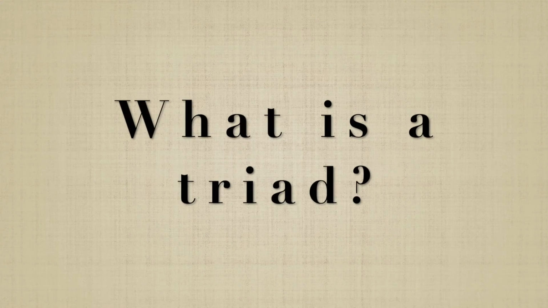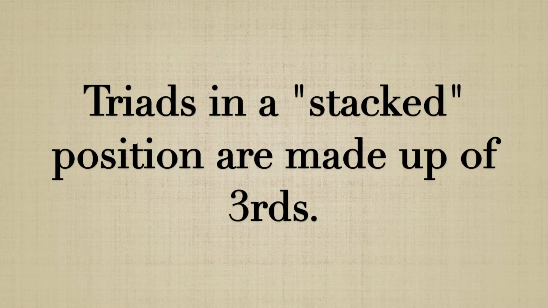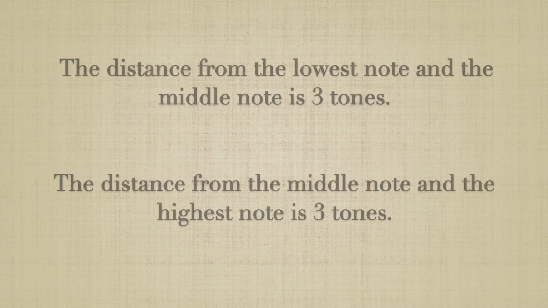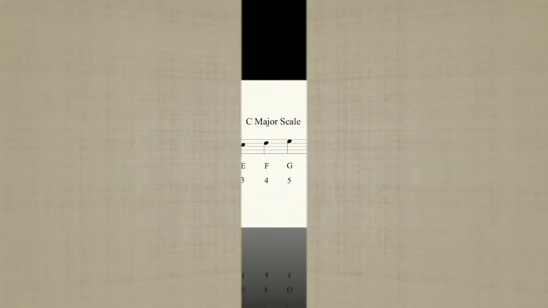So what is a triad? A triad is a group of 3 notes that form a chord. When triads are played in their most basic stacked position, they're made up of thirds. In other words, the distance from the lowest note to the middle note is 3 tones, and the distance from the middle note to the highest note is also 3 tones. To understand this a little bit better, let's take a look at a major scale.